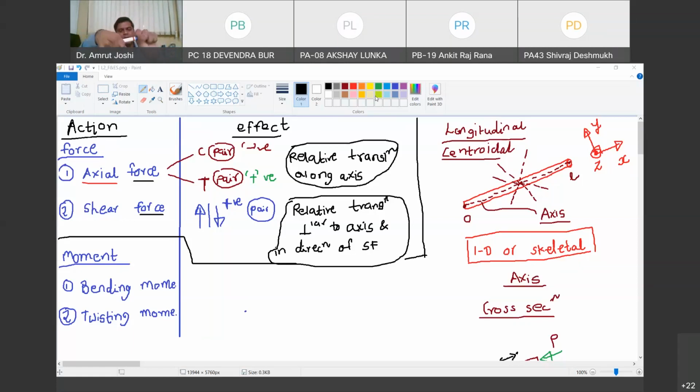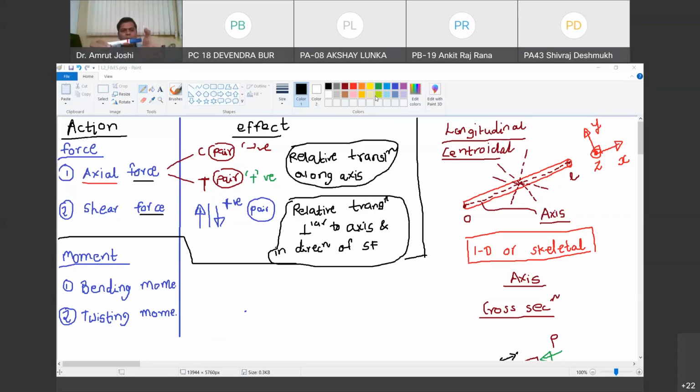Yes, sir. So again, it is a pair of moments. It is not a moment in isolation. That you have to understand. One moment is applied in this form, another moment is applied in this form. Happy? Yes, sir. So is it torsion or is it bending? Tell me. Torsion, sir. It is torsion, right?